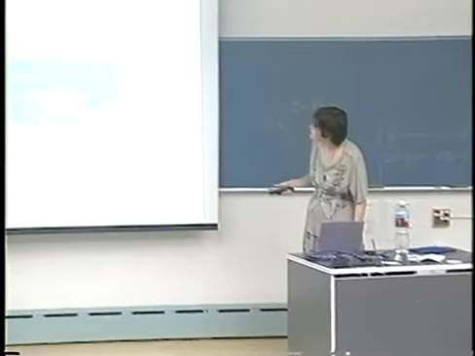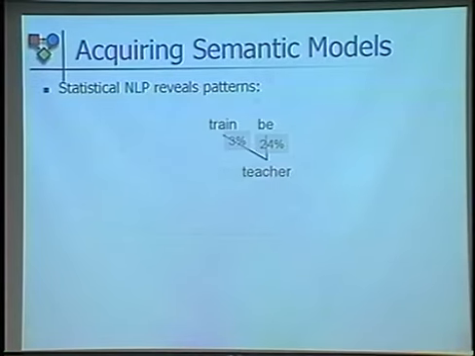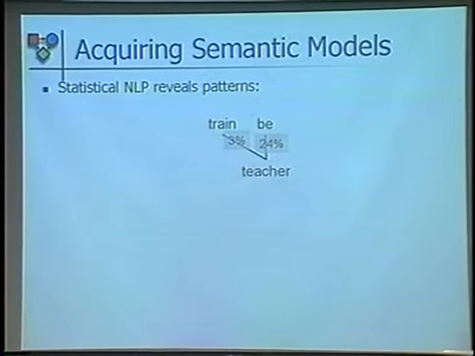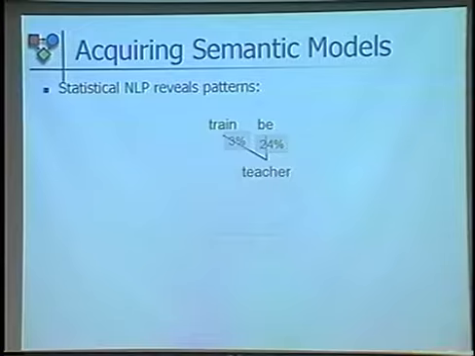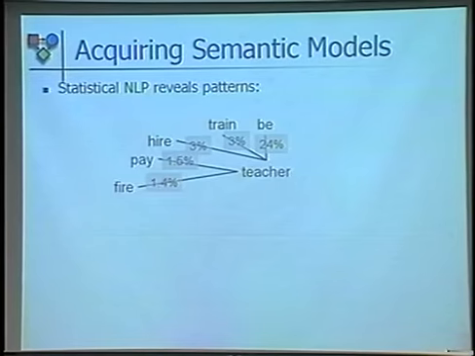Let me skip past this. And answer your question. Even now, statistical NLP reveals patterns between objects and relationships. So this I got from a very standard corpus of simple verb-noun correlations. And you see that 24% of the times the teacher occurs, it occurs with the word be. In 3% of the time, you train teachers, you hire teachers, you pay teachers half as often as you hire them, you fire them about the same rate that you pay them, and sometimes you even serenade teachers.